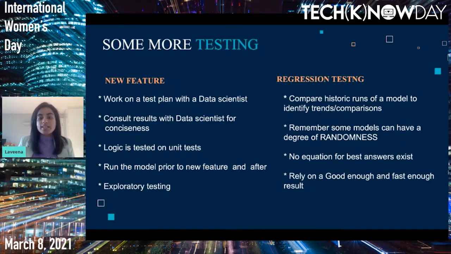So the way I do testing here is I compare historic runs which were run in a previous release versus a new run in my current release, with new features in there. Remember, some models can have a degree of randomness. No equation for the best answer exists, and we rely on a good enough and fast enough result.